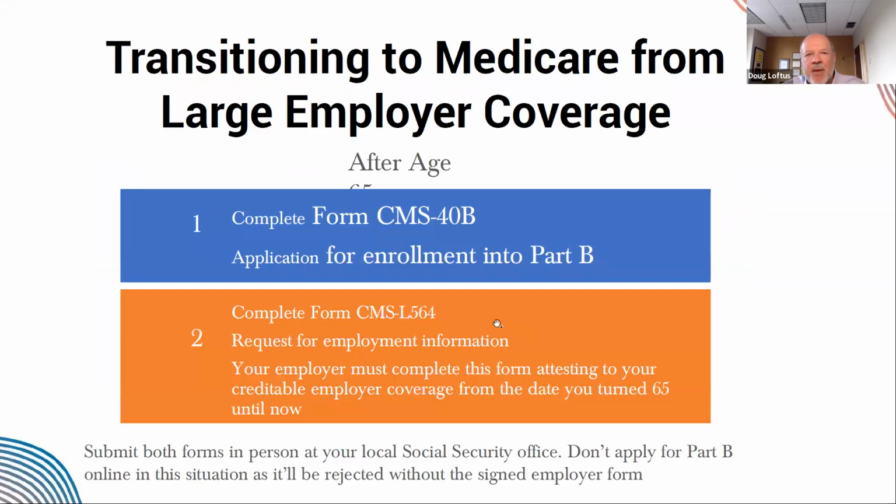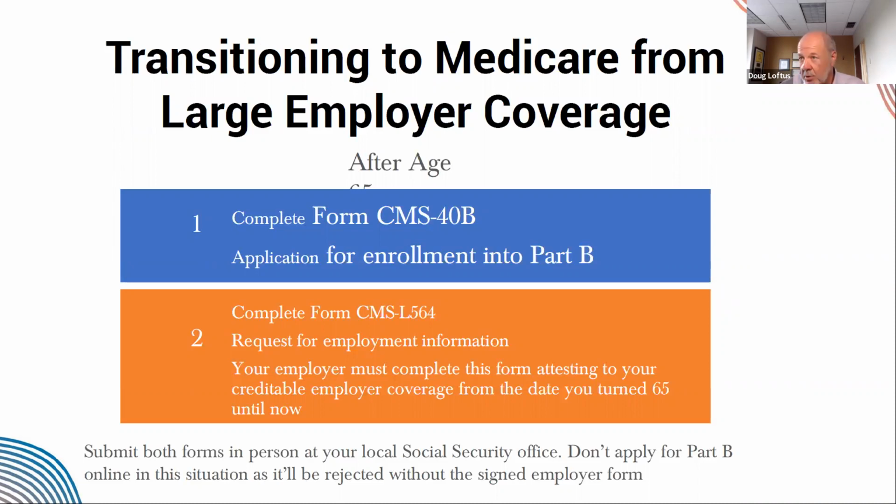And you need, flip forward, Eric, one to the CMS 40B, and that's the application for enrollment in Part B, and then CMS L564. You need that form also attesting that you have creditable coverage. So these are all important elements if you're enrolling after age 65.